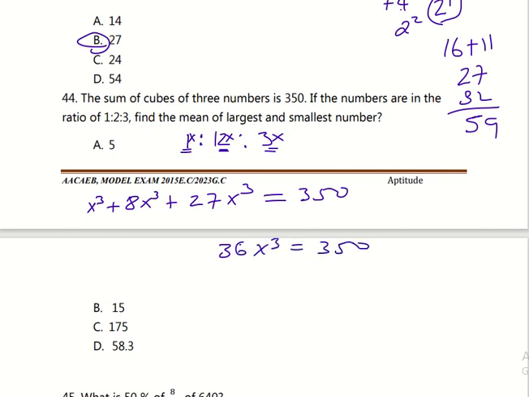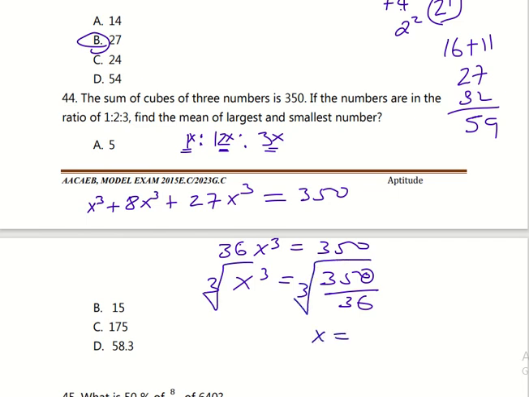So to get x, I will divide by 36. So x cubed is equal to 350 over 36. Okay, this question needs a calculator, because I have to take the cube root to get x. So the question has a problem, because SAT problems will not use a calculator. We don't have to use a calculator. Let's say x is 2.13.